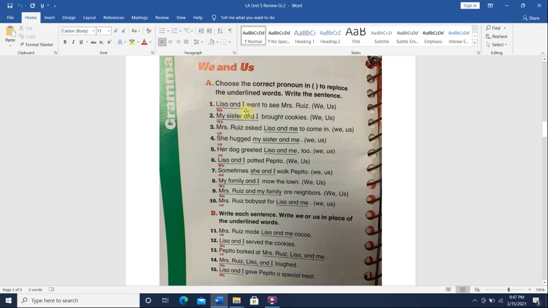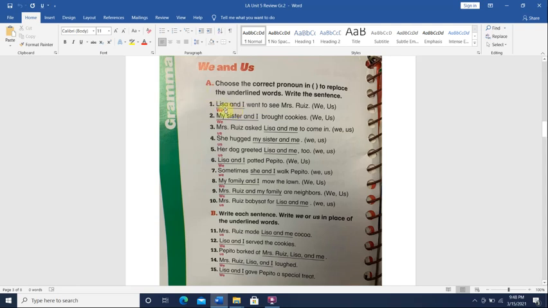Okay, number 1 says Lisa and I went to see Mrs. Ruse. Okay, we will choose we because the underlined words are before the verb. Remember, we use we when you are talking about yourself with someone else. Okay, so we use we and us when we talk about ourselves with somebody else. So if I'm talking about myself with somebody else before the verb, I use we. Okay, so we went to the movies, but we use us when it's after the verb, okay, in the predicate part, but we is in the subject part of the sentence. So remember that if the underlined words are before the verb, then we use we. If it's after the verb, we use us.